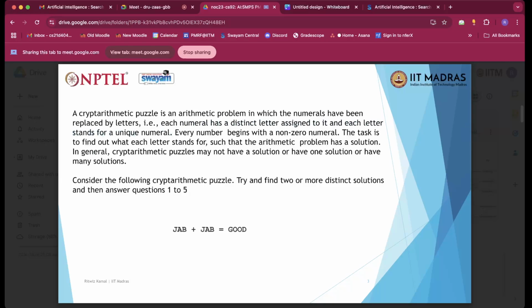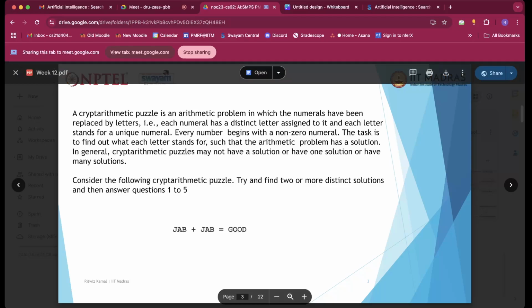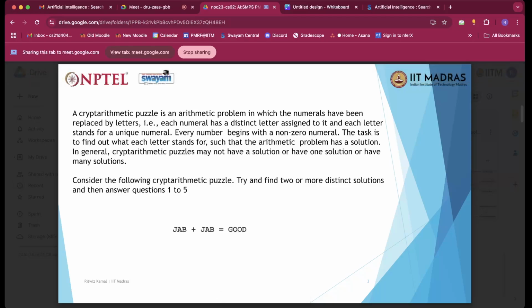Our task is to find appropriate mappings between the alphabets and the numbers such that the given equation or condition is satisfied. The example you see here is a toy example, giving you an intuition behind what kind of problems you might encounter when you try to solve.